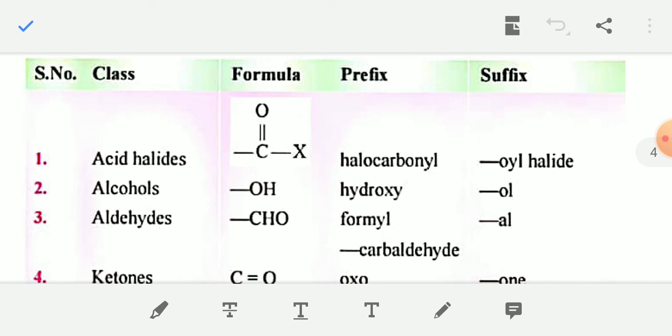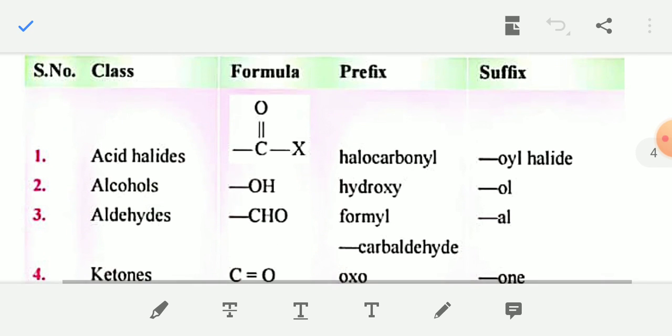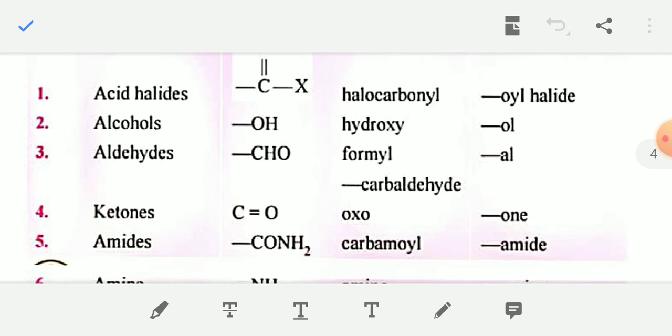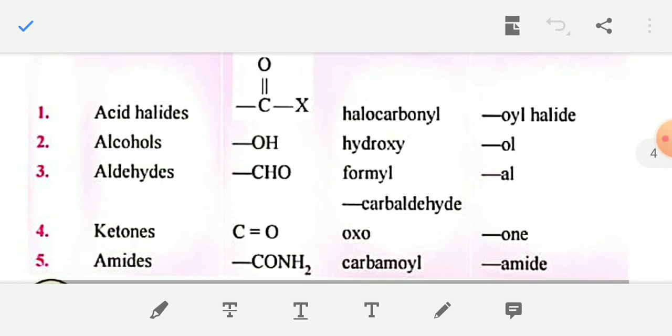a secondary functional group. And if OH is present as the principal functional group, you have to use the suffix ol. If aldehyde group CHO is present, then you have to use al as the principal functional group, or as a secondary functional group.